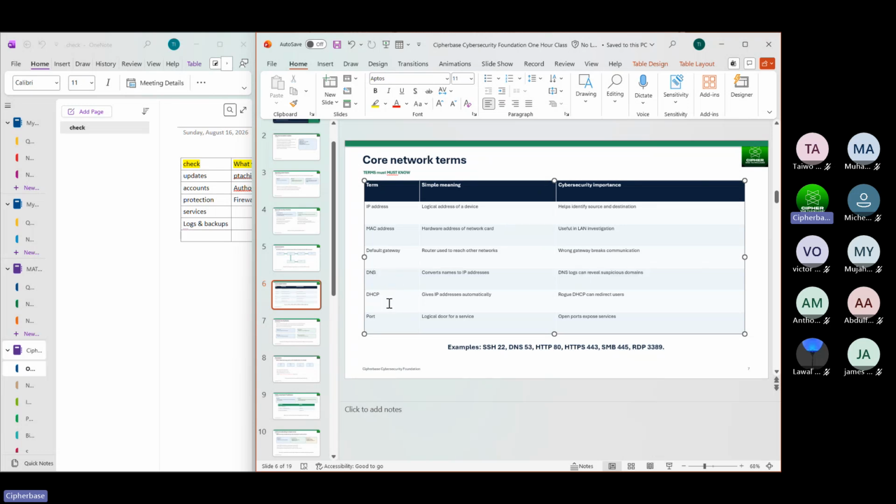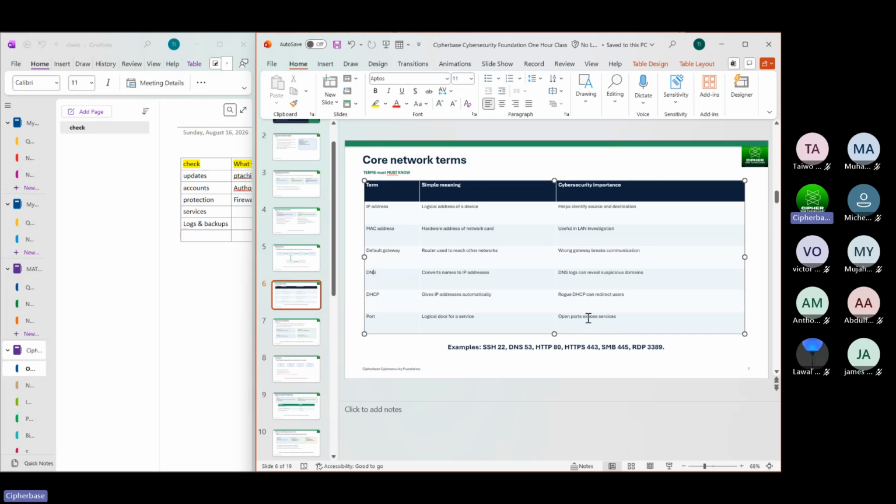Then we have DHCP. This just gives IP addresses automatically. That is automatic assignment of IP addresses to a computer, not manual. I will show us how to do the manual one next week. Then, as you can see, rogue DHCP can redirect users. We have port. This port is the logical doors for services. Every device has its own unique port. Open port exposes services.